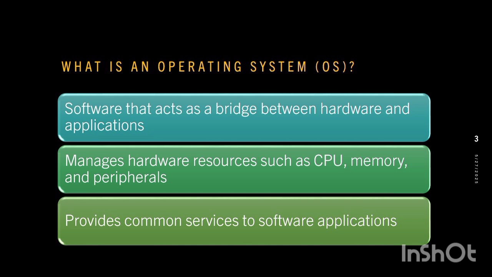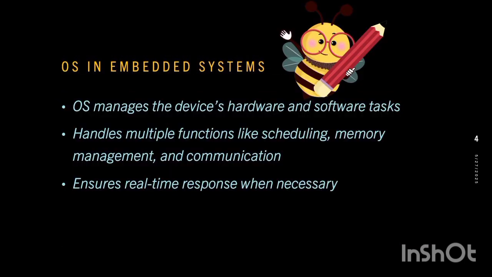So, let's see, why do we need an OS in our embedded system? In an embedded system, an OS plays a crucial role in managing the hardware and coordinating the software tasks. It controls what to run, when to run, how much memory needs to be allocated, and how the different parts of the system communicate with each other. Suppose in the case of a safety critical system, it ensures the real time response, meaning it will process the data and react within a strict time limit.